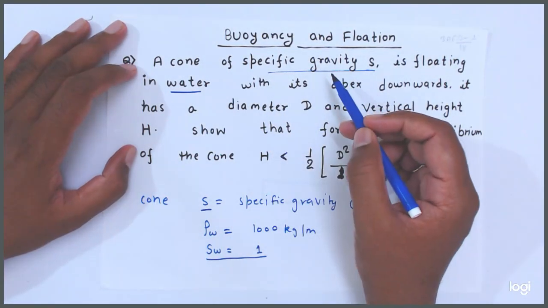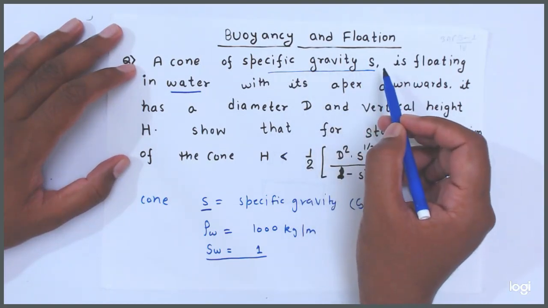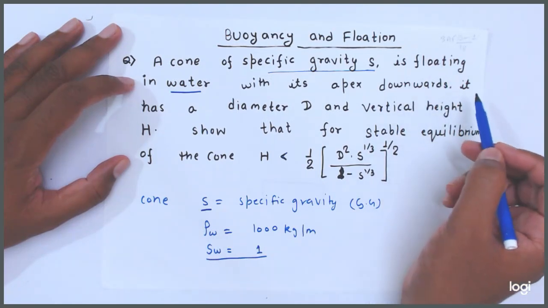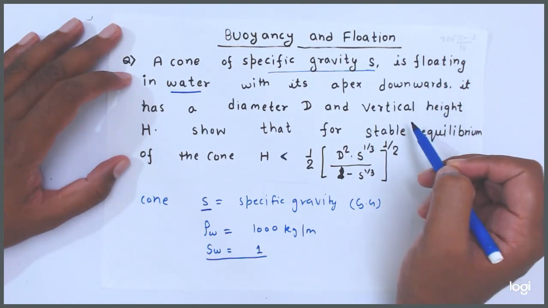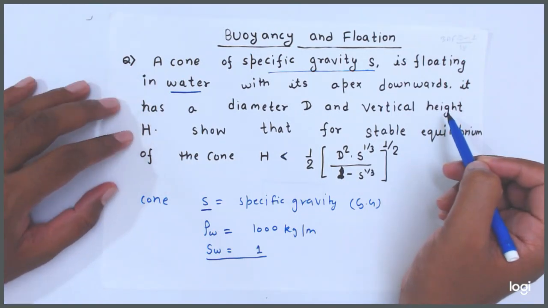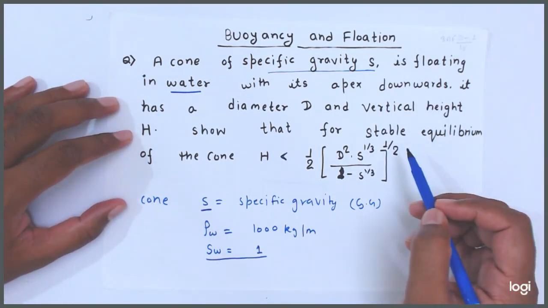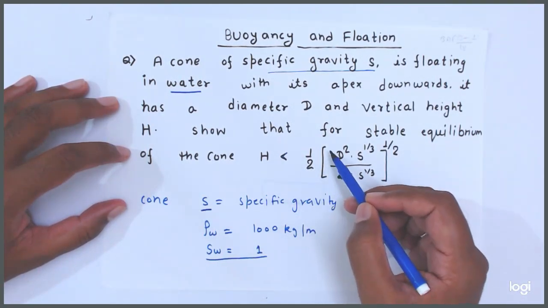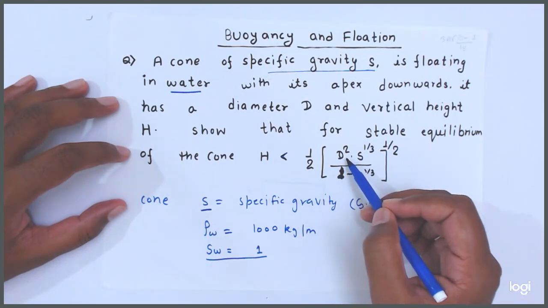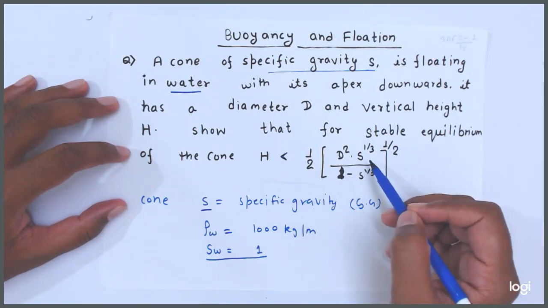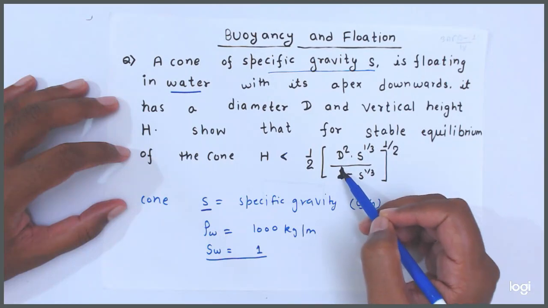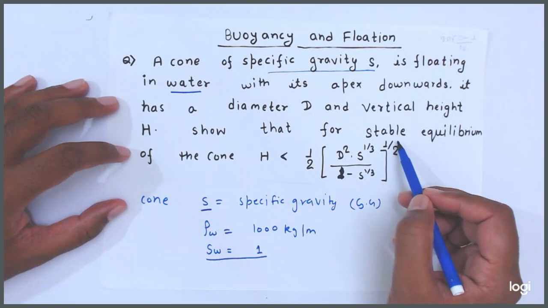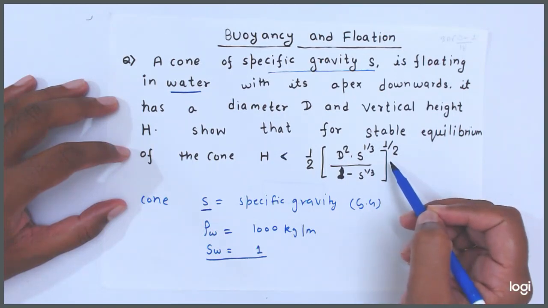Now understand the question. A cone of specific gravity S is floating in water with its apex downward. It has a diameter D and vertical height H. Show that for the stable equilibrium of the cone, H should be less than 1 by 2 in bracket D square, S to the power 1 by 3 upon 1 minus S to the power 1 by 3, bracket close to the power 1 by 2. Like this we have to derive.